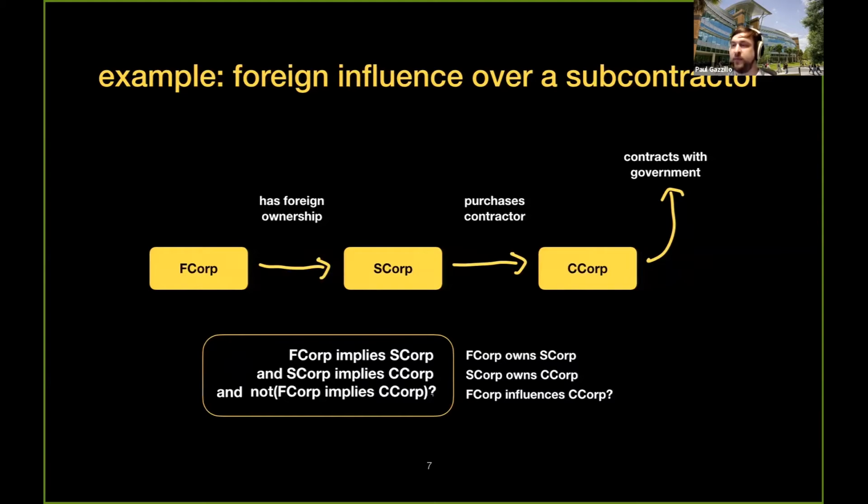And then the problem becomes the classic computer science problem of checking the satisfiability of this statement. So if we want to ask, is there foreign influence, we can use existing tools that can try to prove whether this statement is true or not. So that's the main high-level idea.